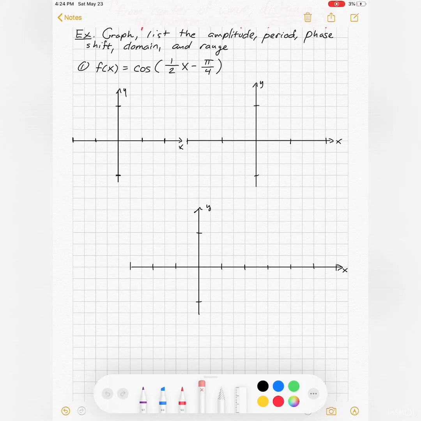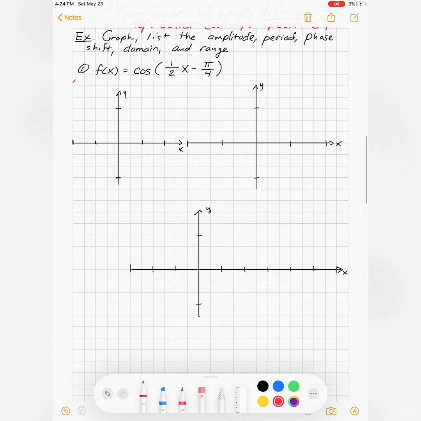Now that we know what those basic graphs of sine and cosine look like, we can actually do some transformations problems. So these are like the same as before. The first thing I have to do is identify what is the base graph. So that would be cosine of x. That'd be my first step.